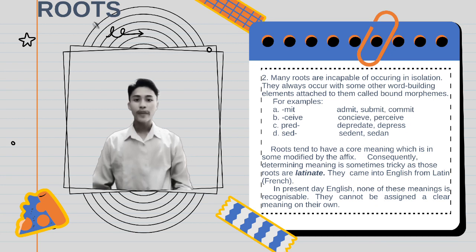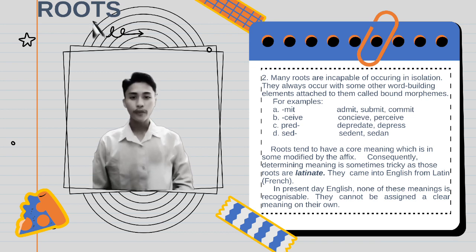Second, many roots are incapable of occurring in isolation. They always occur with some other word-building elements attached to them, called bound morphemes. So, for example, meet, admit, submit, commit, save, conceive, perceive, bread, depredate, depress, set, sedent.